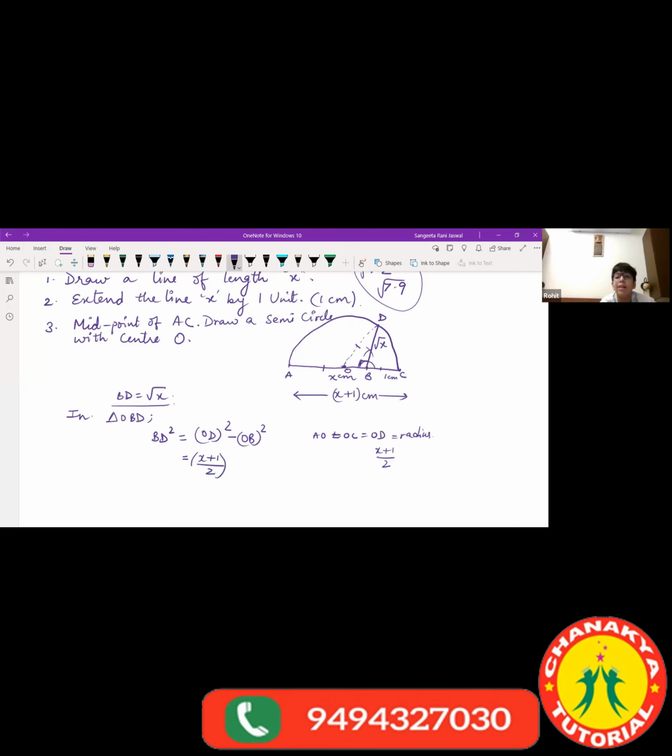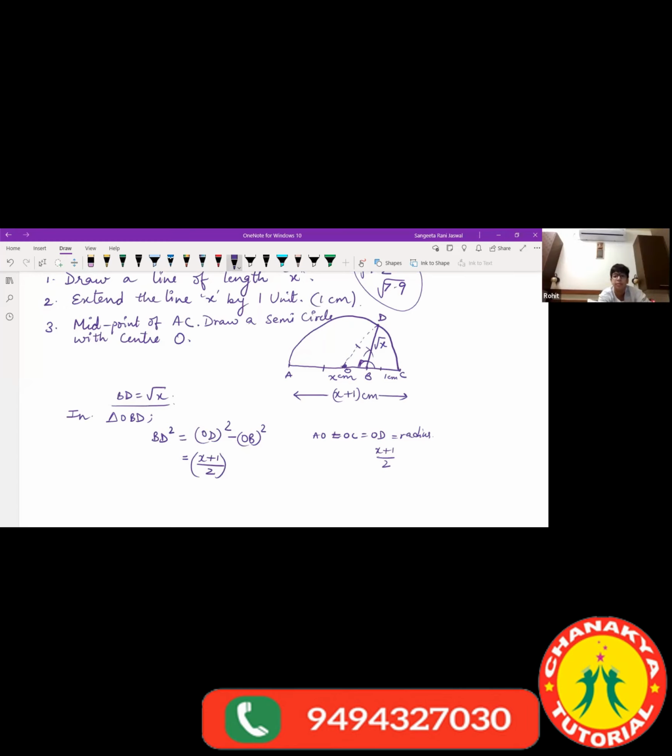Ma'am, can you explain the radius part once more? Yes, see here, from this O as center, I made a semicircle like this, with OA as the radius. Much understood? Now this point D lies on the circle. And if I take the distance from O to D, this is the radius only, no?